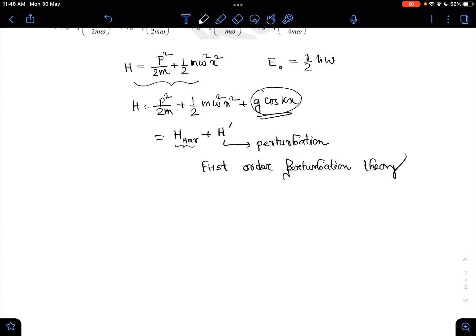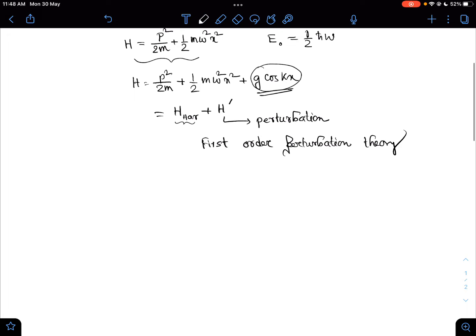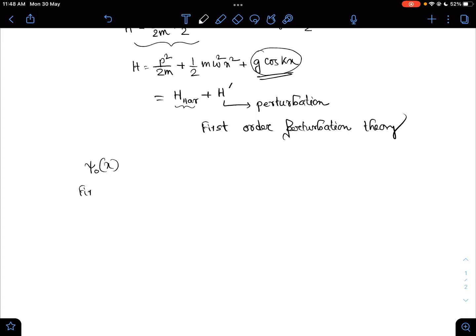We know that in first order perturbation theory, if the ground state wave function is psi 0 of x, then the first order correction to the ground state energy E0 will be the integral from minus infinity to infinity of psi 0 star of x, H dashed, psi 0 of x dx.